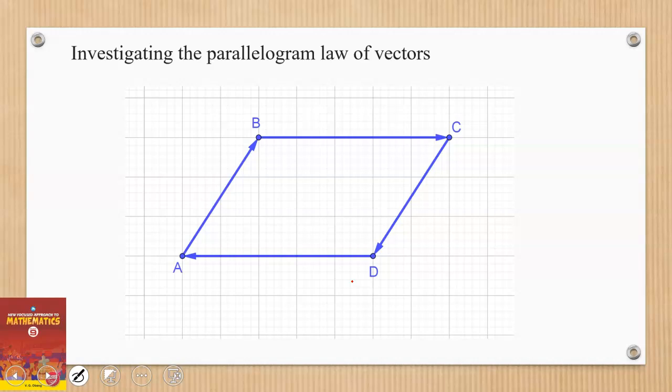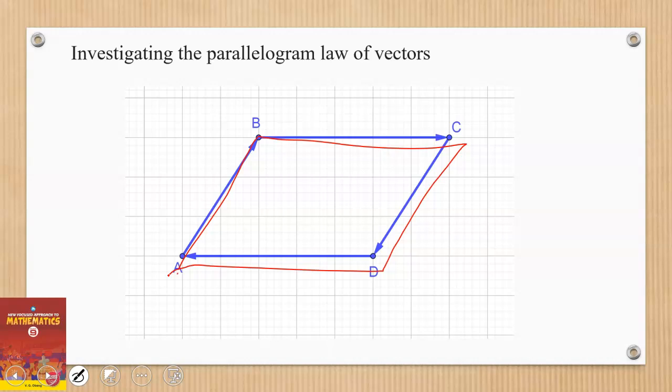Now, based on what we did previously, we saw that if we add all vectors and we come back to the original place where we started, then the sum of all the vectors should be equal to 0. So what it means is that AB plus BC plus CD plus DA, everything should sum up to 0. That is one key thing about the parallelogram law of vectors.